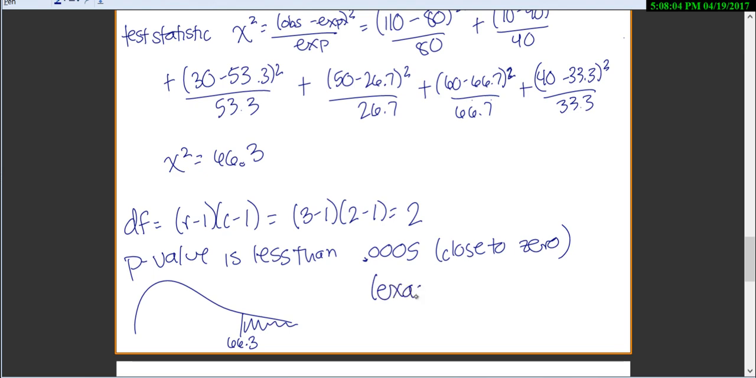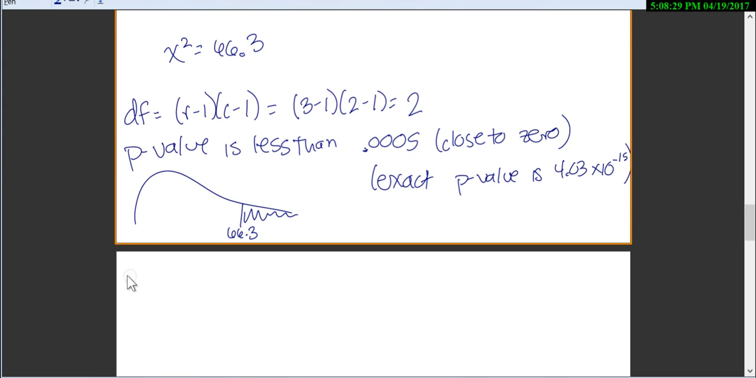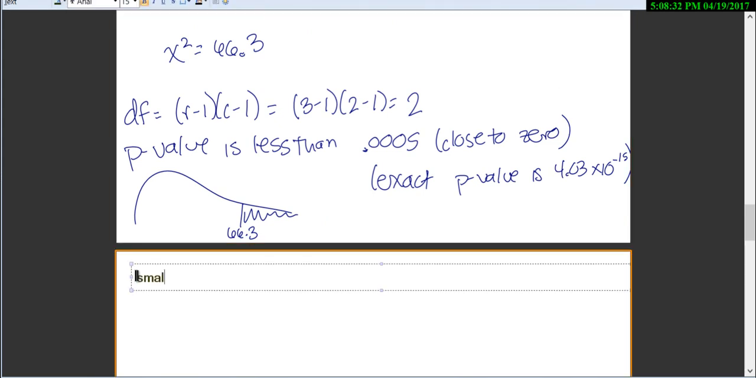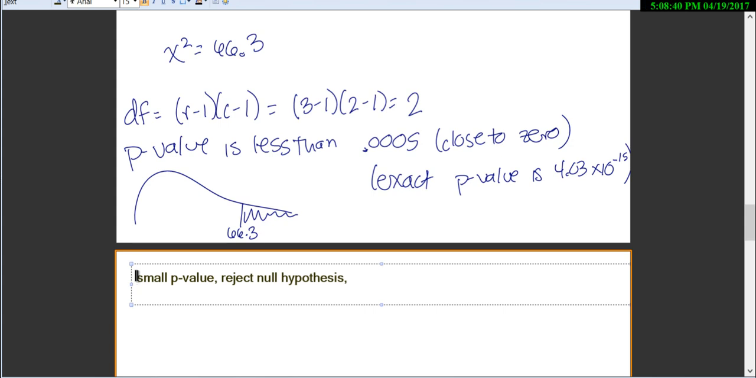And in fact, if you use the computer, you can find the exact p-value is 4.03 times 10 to the negative 15. So that's an incredibly small p-value. So that is a small p-value, so we'll reject the null hypothesis. And because we reject the null, we have evidence for the alternative, so evidence that job and gender are dependent. Remember, dependent means that they affect each other.